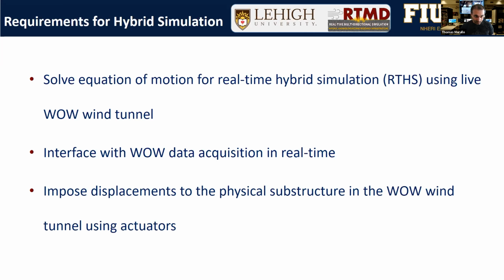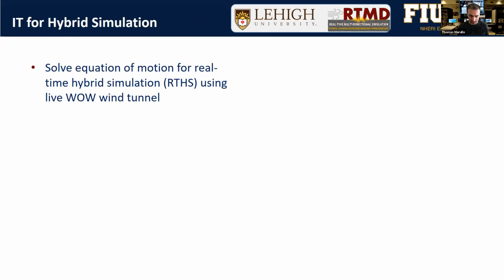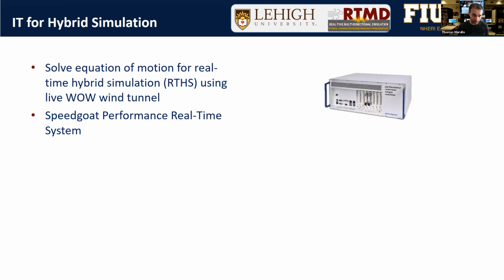Next. And then how are we going to impose displacements to the aeroelastic model, the physical substructure in the Wall of Wind? How are we going to do that using actuation? All right, so those are our challenges. First, we solve the equation of motion. Next, we use the Simulink Real-Time system, that dedicated kernel for doing that analysis.